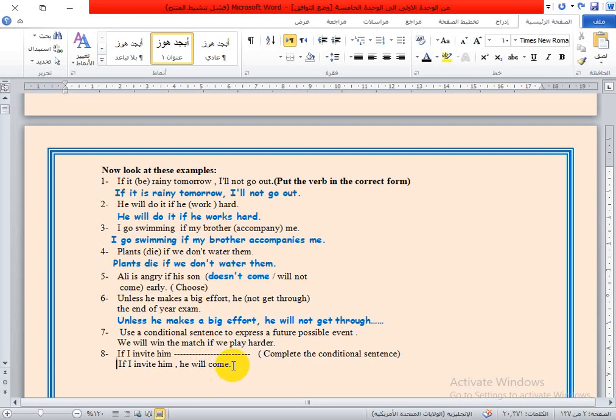To summarize, if we are in the zero conditional, both the main clause and the if clause should be in the present simple, and this expresses general or scientific facts. But if we are in the first conditional, the if clause must be present simple, while the main clause must be future simple, and here we are expressing a future prediction or a future possible event.